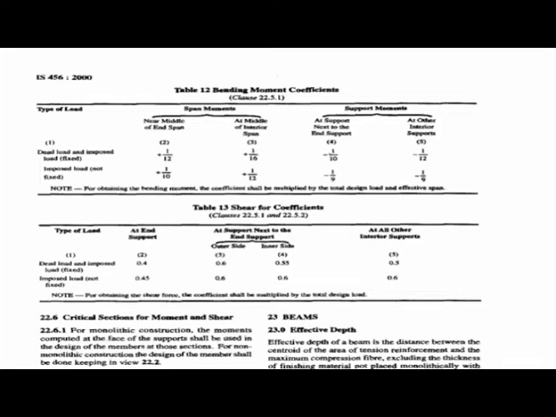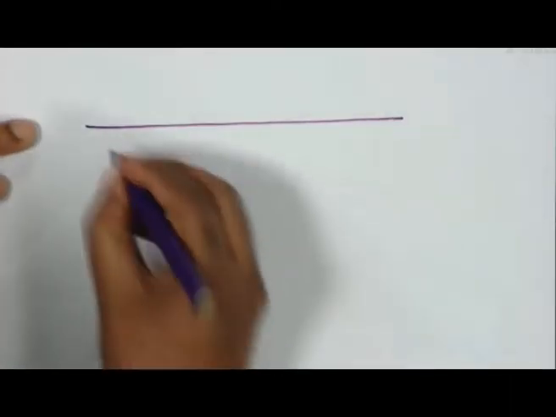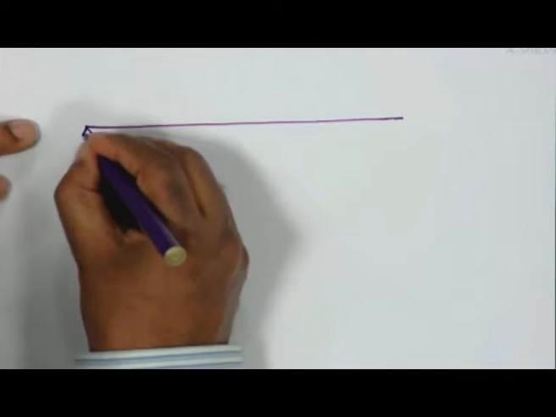Now one thing I would like to inform you: dead load and imposed load fixed, and imposed load not fixed. So what does it mean? This portion is called span moments and this one is the support moments. If we consider that, then let me draw a figure. So this is a beam, it may be fixed also.